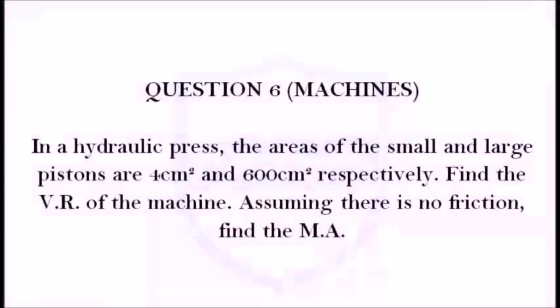Next question says, in a hydraulic press, the areas of the small and the large pistons are 4 cm squared and 600 cm squared respectively. Find the velocity ratio of the machine. Assuming there is no friction, find the mechanical advantage.